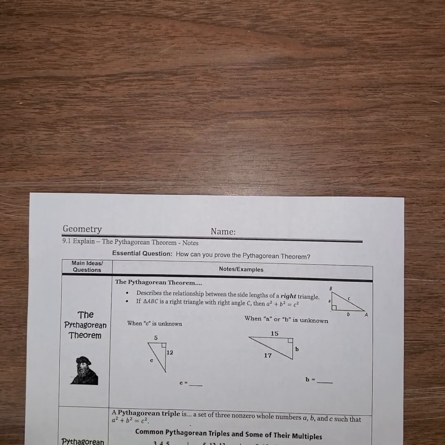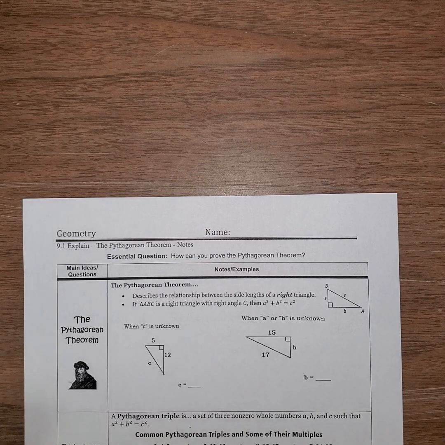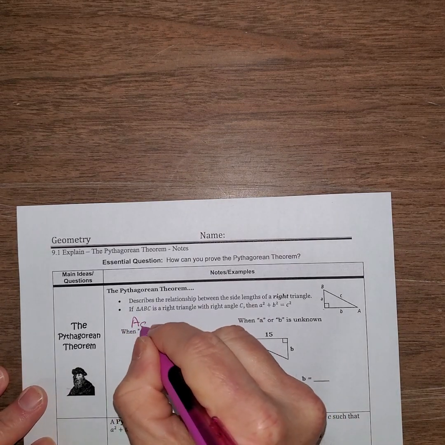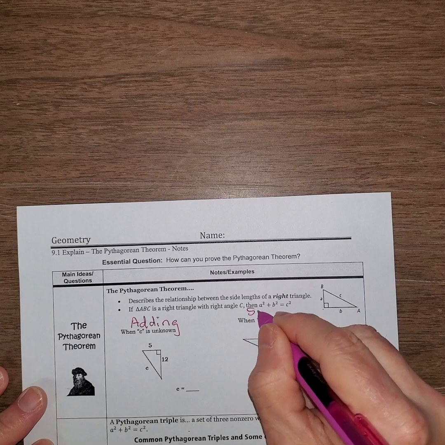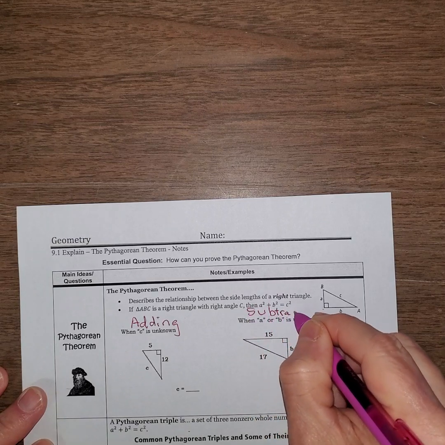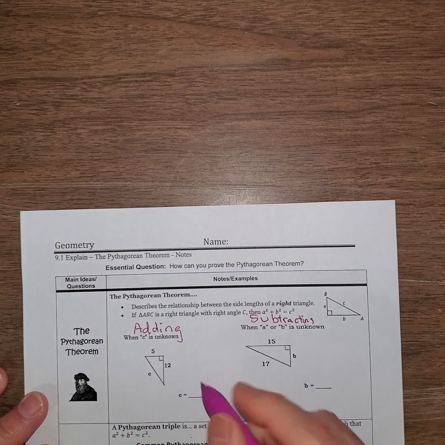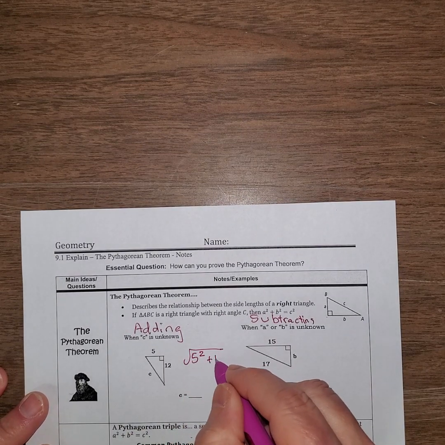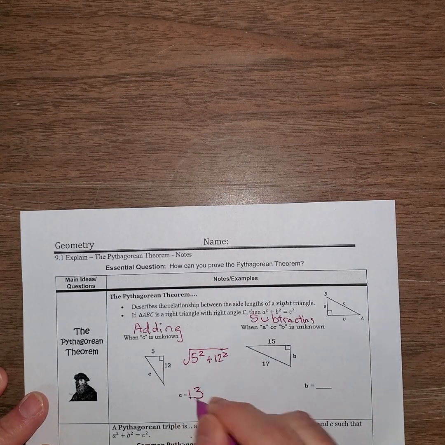All right, this is pretty much a review. Pythagorean theorem, we've talked about it throughout the year, here and there. You know my method of the adding Pythagorean theorem and then the subtracting. Basically, if you have two legs and you're trying to find the hypotenuse, you're going to use the adding Pythagorean theorem. Square root of 5 squared plus 12 squared, punch that in, and you'll get 13.